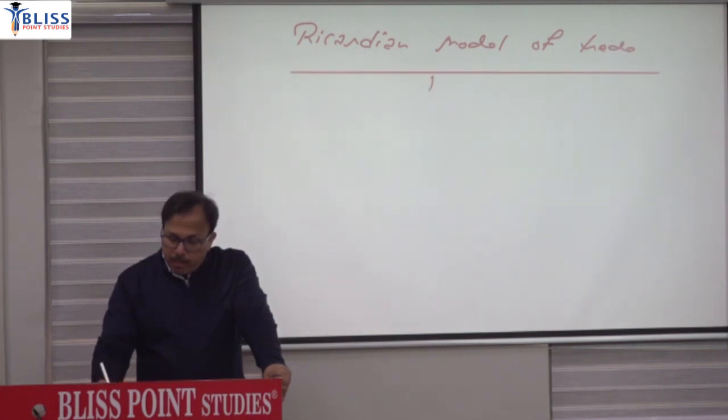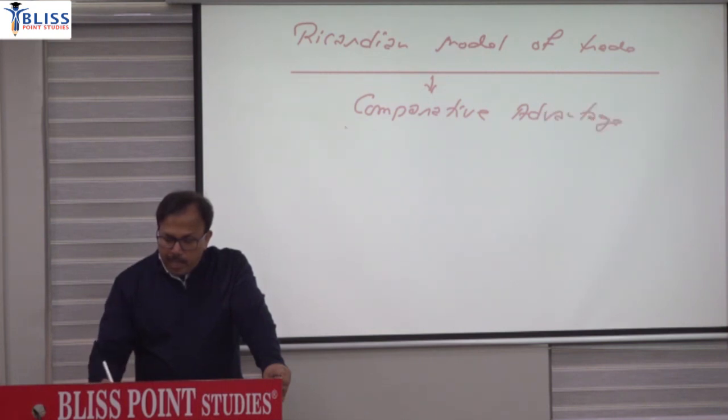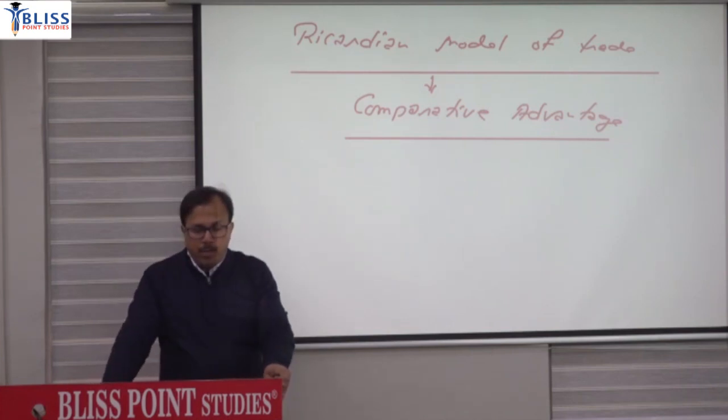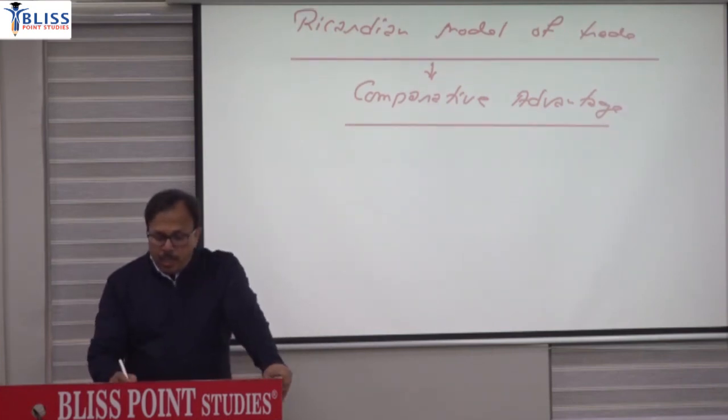Ricardian model of trade is saying that trade arises mainly because of difference in comparative advantage. It is a comparative advantage model. Trade arises due to difference in the comparative advantage. So what is the meaning of comparative advantage? How can it be calculated? How can it be measured?